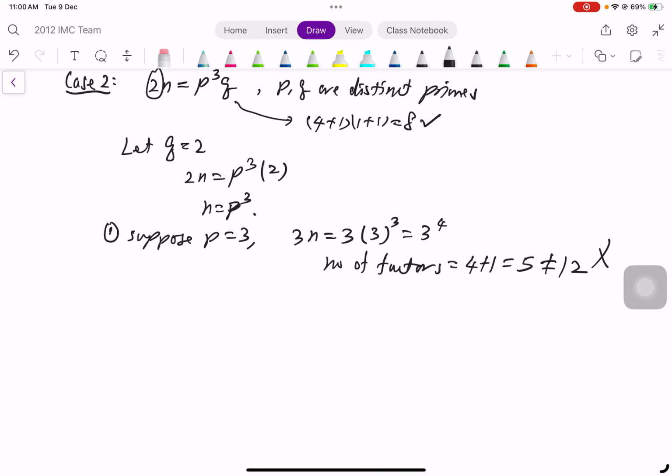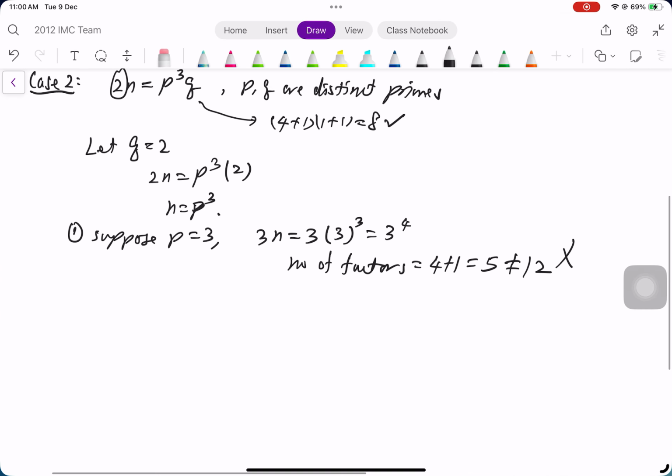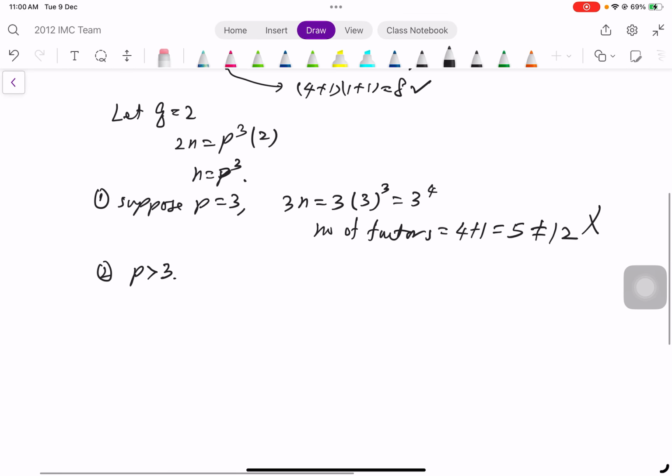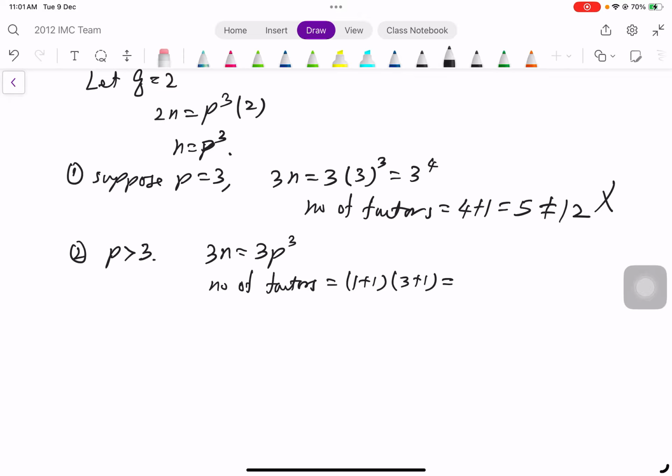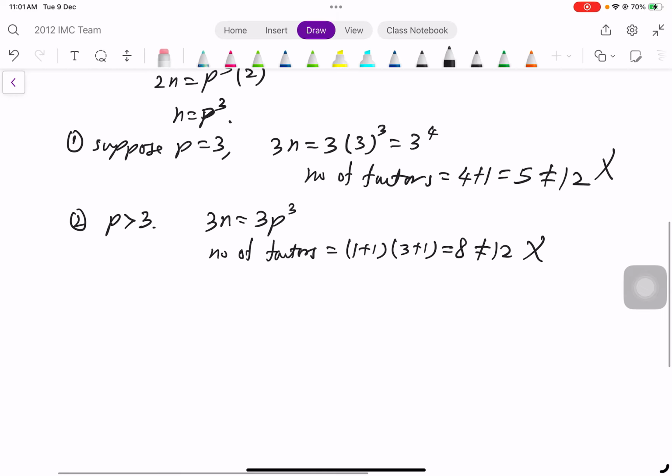Therefore, now we know that p has to be greater than 3. That means your 3n would be just equal to 3 times p cubed. Then the number of factors would be just 1 plus 1 and then 3 plus 1, which is equal to 8 and cannot be equal to 12. Therefore, again, no solution.